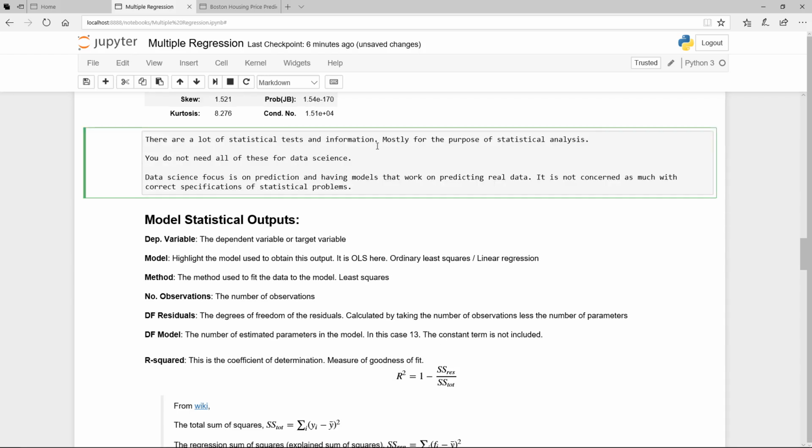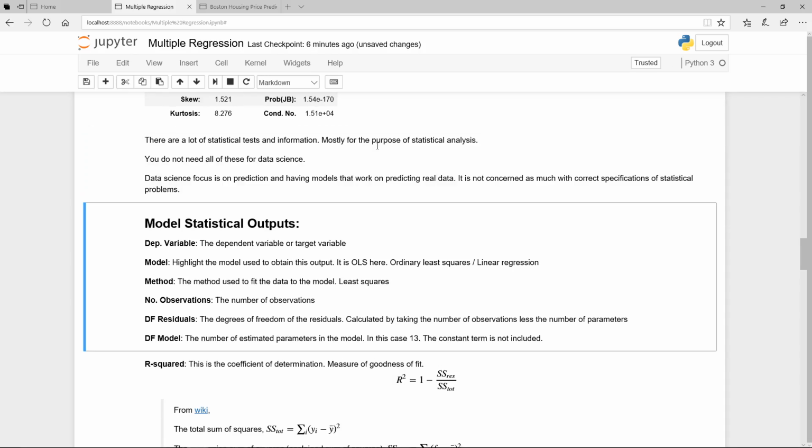Let me just correct that typo there. Again, as I mentioned before, the data science focus is really on prediction and having a model that works on predicting real data or unseen data. It is not concerned as much with the correct specification of statistical problems.